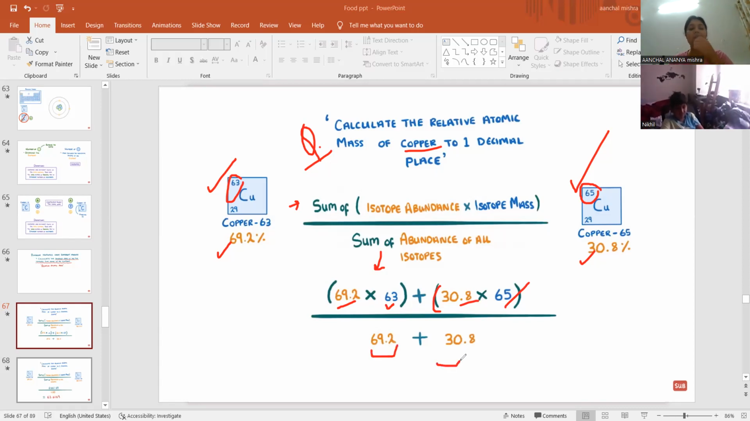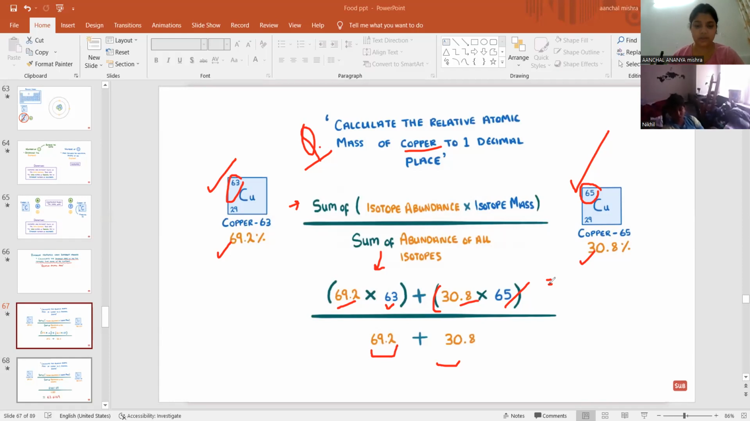So can you just solve it for me? What is the answer here? Just solve it and let me know. Okay. Yeah. 62 times 62, times 63, my bad. Just tell me the numerator part first, then we can keep on simplifying it.